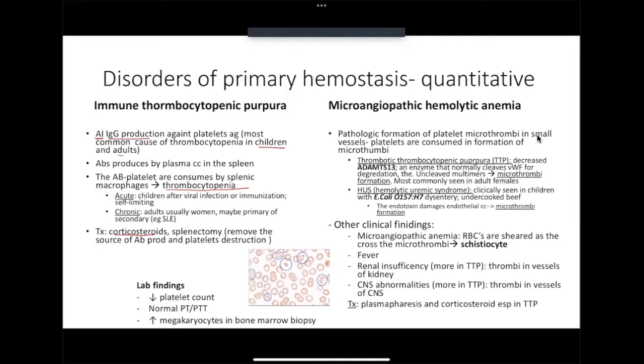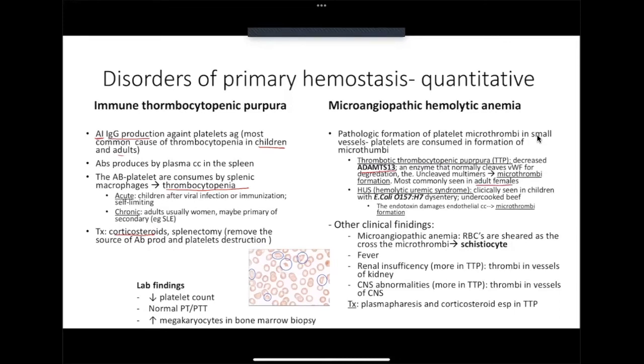The two types are, first, thrombotic thrombocytopenic purpura, which is because of a decreased ADAMTS13. This enzyme normally cleaves von Willebrand factor, okay? But now you're not cleaving the von Willebrand factor, and platelets adhere to the subendothelial collagen, causing microthrombi formation. It is most common in adult females.